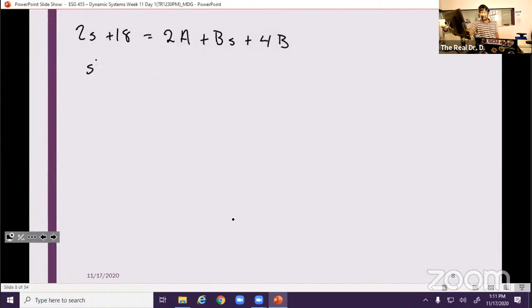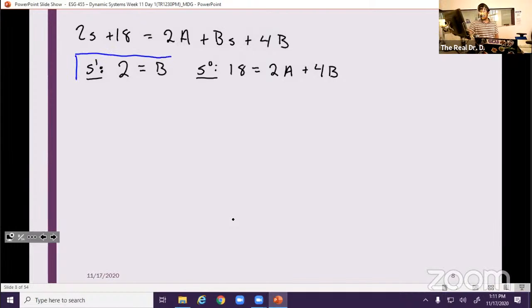So we have my s to the 1, right? So I've got 2. On the left-hand side, the coefficient of s to the 1 is 2, and that's going to be equal to b, because that's the only term that I have in front of an s on the other side. Well, that's nice. What about my s to the 0 terms, right? So anything that doesn't have an s. Well, I've got 18 is equal to twice a plus 4 times b, right? Well, this already solved b for me, so we're good here.